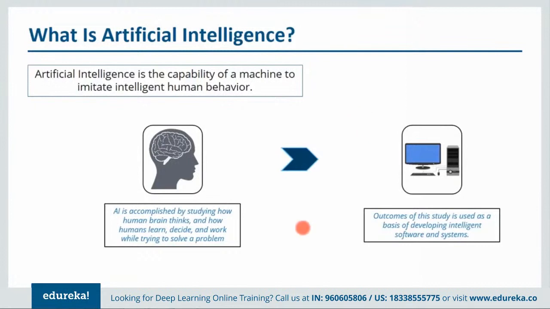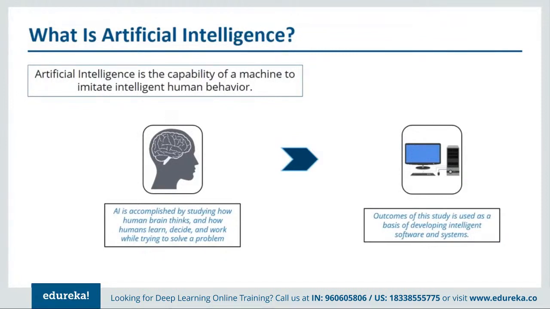Now, what happens in artificial intelligence? Artificial intelligence is accomplished by studying how the human brain thinks and how the human brain learns, decides and works while trying to solve a problem. Then we use the outcome of this study as the basis of development of intelligent software and systems. So our major goal is to have systems or software that can imitate human behavior: the way they think, the way they decide, the way they solve a problem. In that similar fashion, we want our machines to do that. So this is basically artificial intelligence in a nutshell.